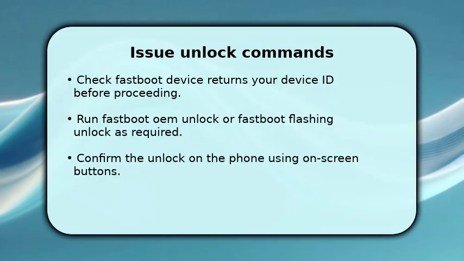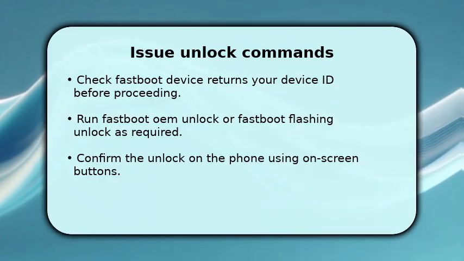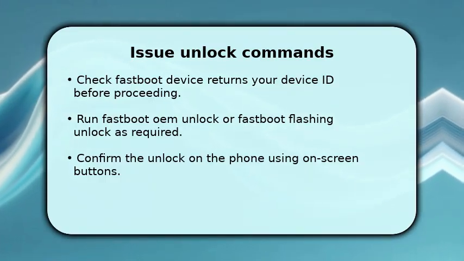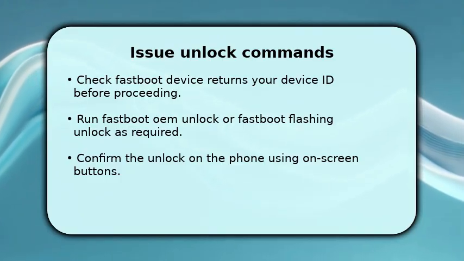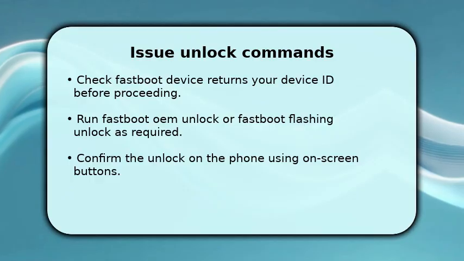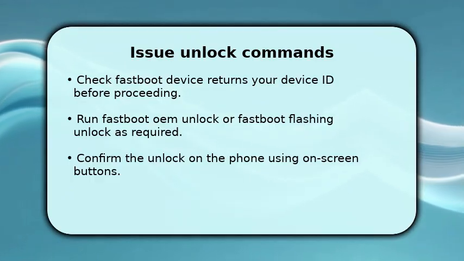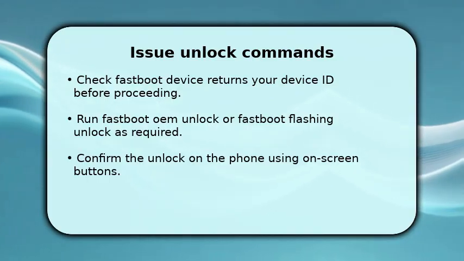First, make sure Fastboot Devices shows your device ID. If not, troubleshoot drivers. Then run the correct command for your vendor, Fastboot OEM Unlock or Fastboot Flashing Unlock, because manufacturers differ. After issuing the command, the phone will prompt you to confirm. Use the physical buttons to accept.